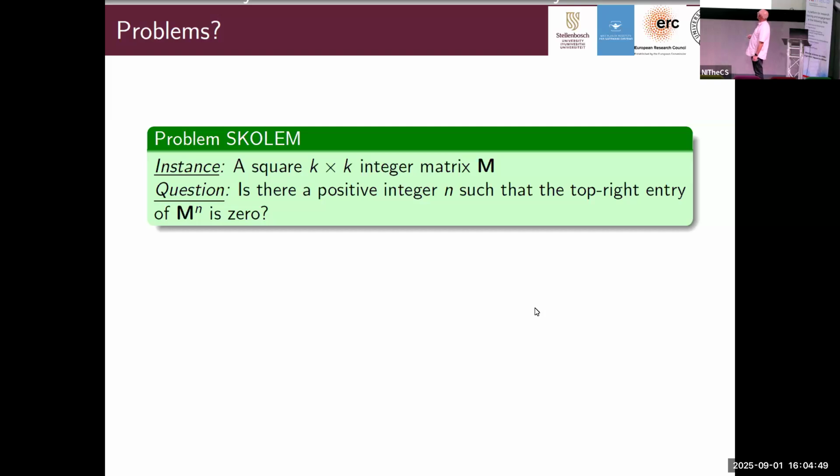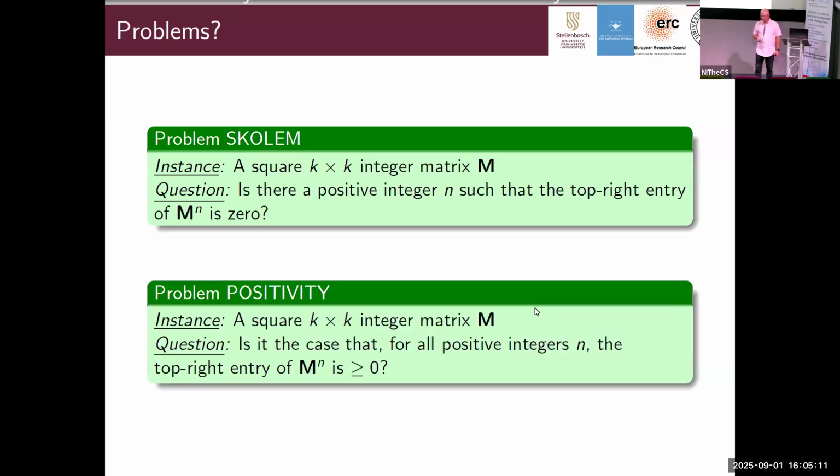The instance is a square k by k integer matrix, M. And the question: is there a positive integer n such that, as I keep on applying the matrix m to x, and then I apply it again and again and so on, the top right entry of m to the power n is 0? So this is the Skolem problem. And the positivity problem asks, given the same data, a k by k matrix m, is it the case that for all positive integers n, the top right entry of m to the power n is greater or equal to 0?